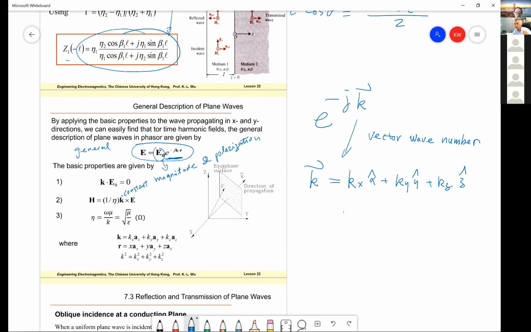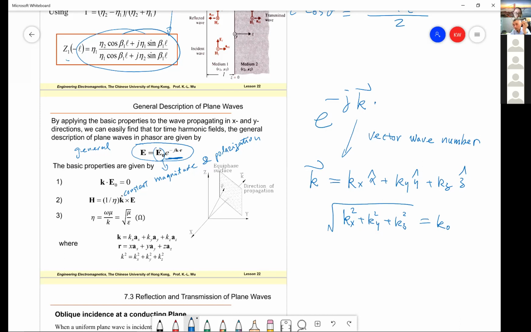Okay, so we have kx squared plus ky squared plus kz squared. Take a square root. This is what we have. Then this is what we call the wave impedance. Okay, the wave impedance. Not a wave number, vector wave number.